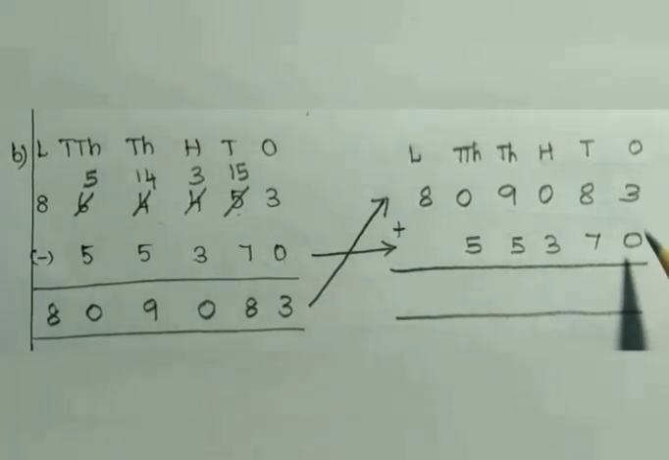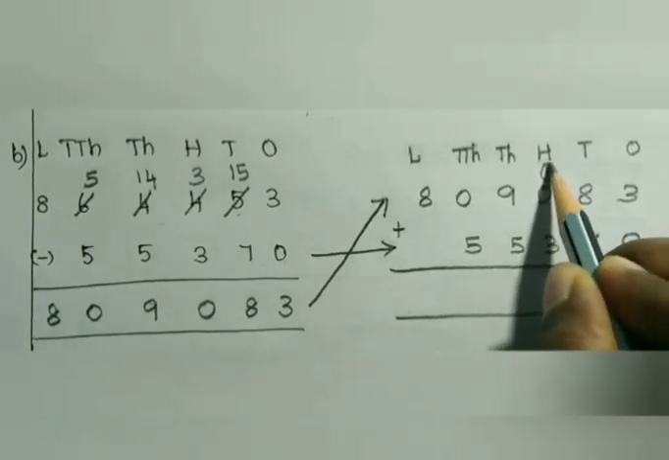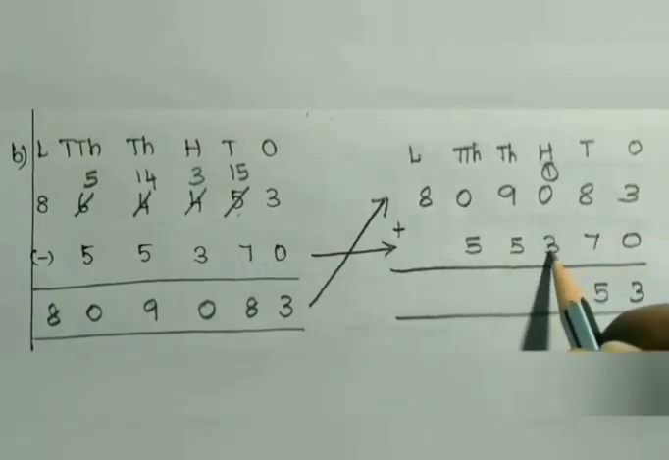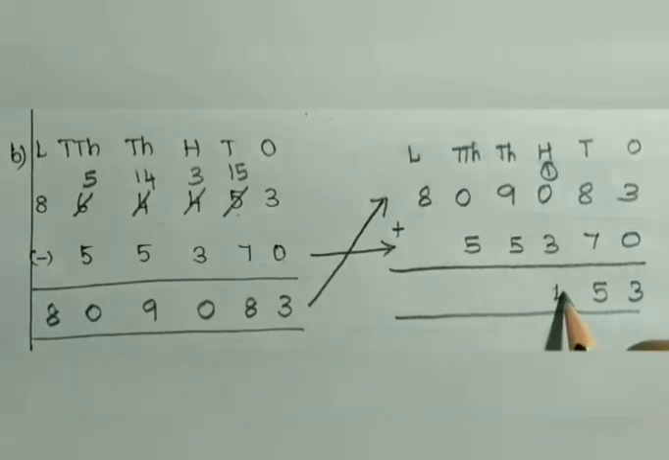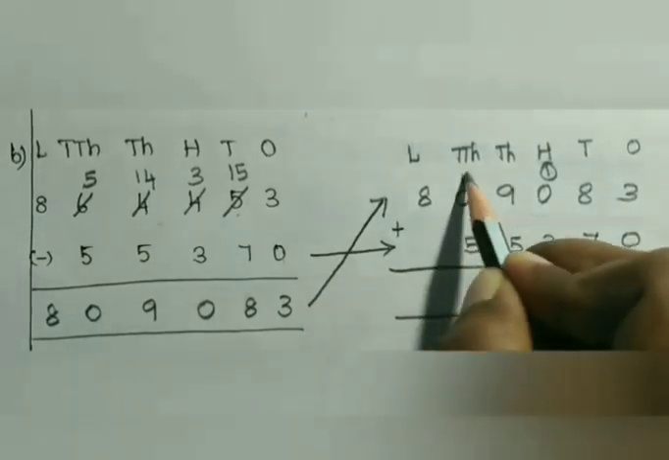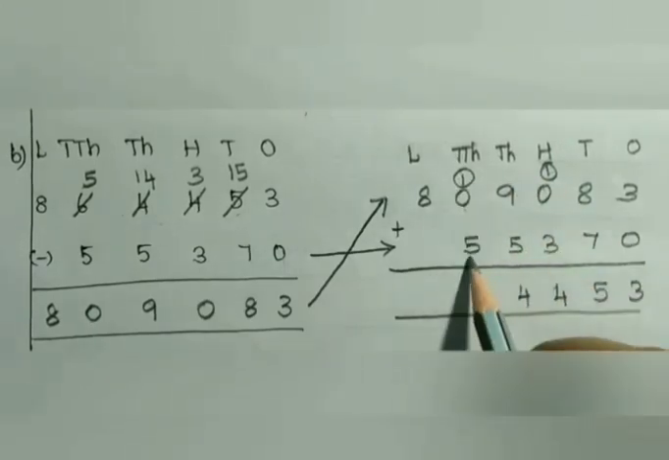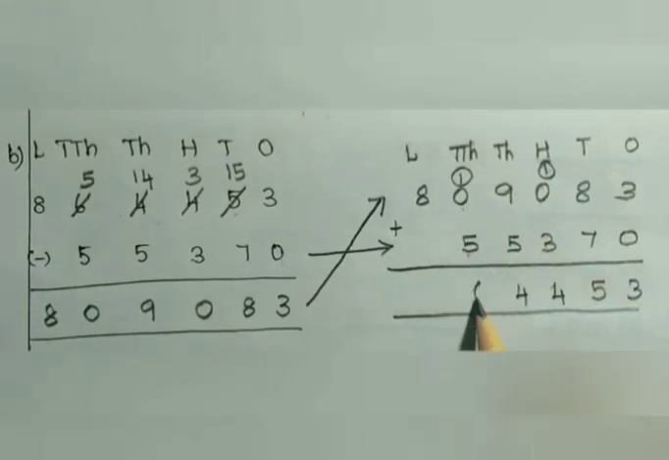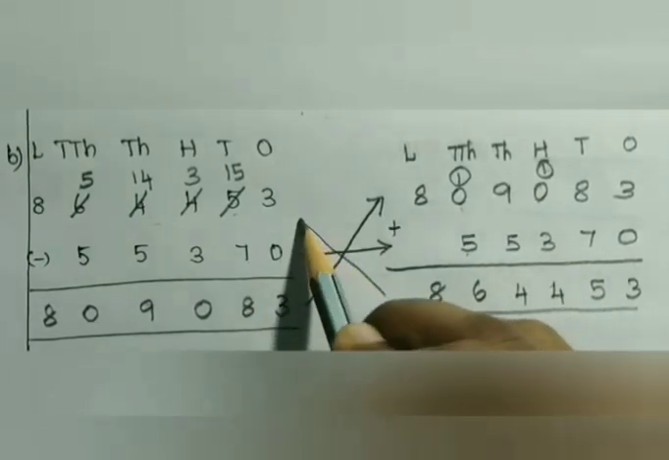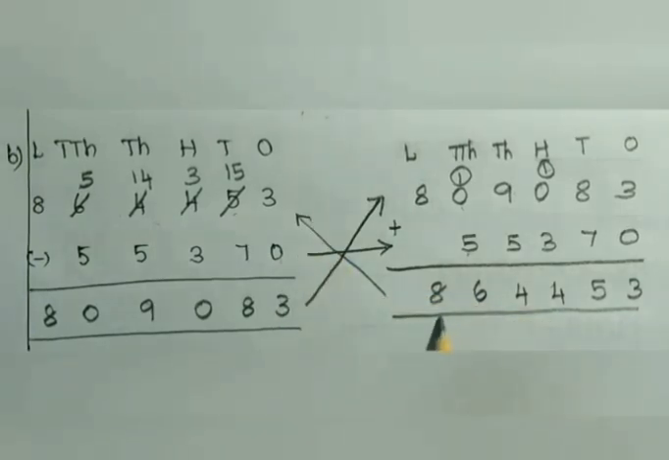add. 3 plus 0, 3. 8 plus 7, 15. 1 to the carryover. 0 plus 3, 3 plus 1, 4. 9 plus 5, 14. 1 to the carryover. 0 plus 5, 5. 5 plus 1, 6. 8 plus 0, 8. So check the minuend and the sum.